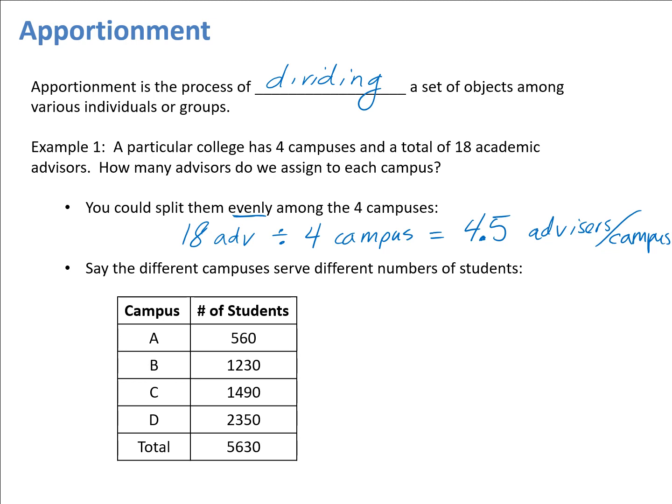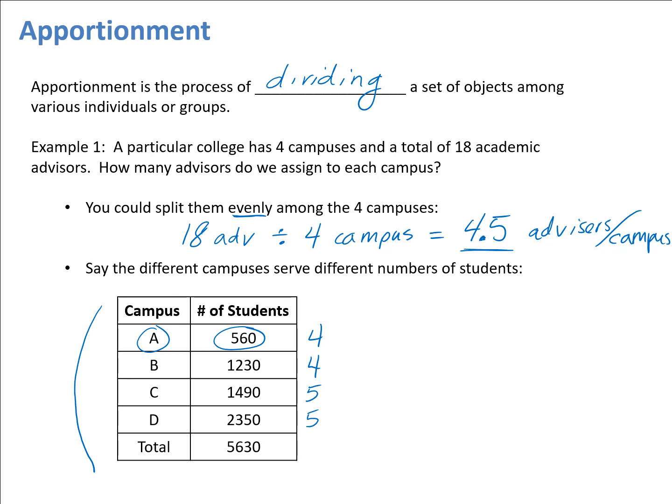Well, one of the things we could do is look at the campuses in terms of how many students they serve. And so here we have a table where we have each campus listed and the number of students that are at each campus. So campus A has 560 students. Well, if we went ahead and put 4 advisors there because they are the smallest campus, and B is the next smallest, so we'll put 4 advisors there. And since we aren't quite sure what to do with the extra, why don't we give C and D an extra advisor each? But even if we do that, let's look more closely at the situation.